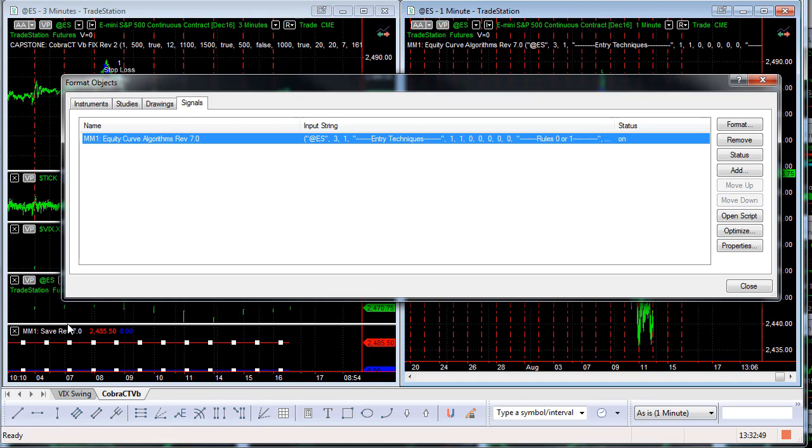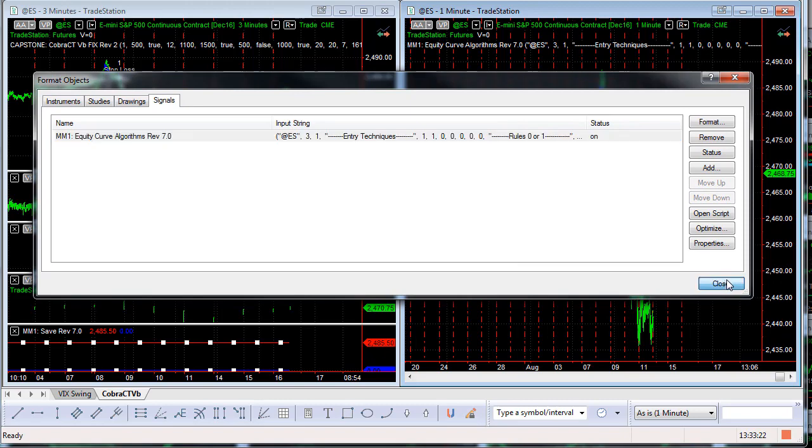We are using this same indicator in the VIX swing right now because it's on 60-minute charts, and this one is on 3-minute charts. And so as long as you have different symbol and interval combinations, you can continue to use MM1 Save Rev. So if you have 10 E-mini S&P strategies on 1-minute charts, you need to use a different MM1 Save Rev for each, such as, for example, MM0, MM1, MM2, MM3, since they map the data for the money management algorithm.